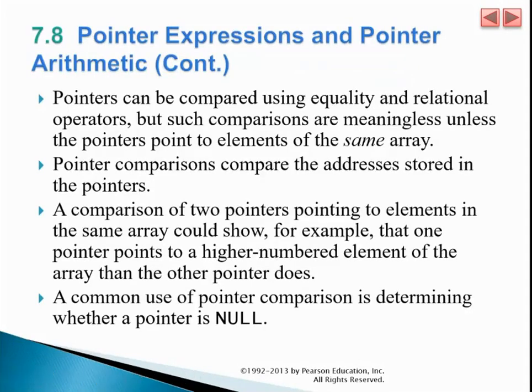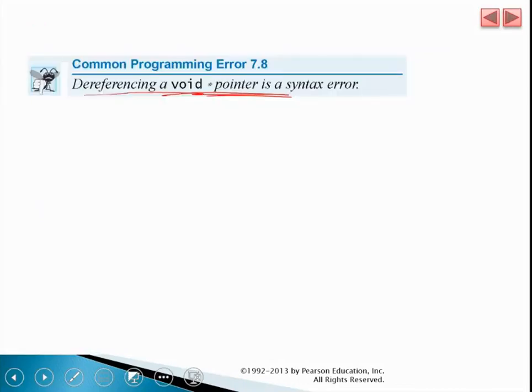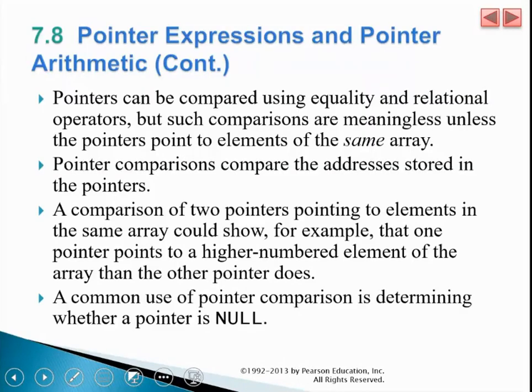So this is about the assignment operator. Now let's talk about the comparison operator. Pointers can be compared using equality and relational operators, but such comparisons are meaningless if we are not talking about one array. Pointer comparison actually compares the addresses stored in the pointers. Generally, nobody will use such comparison operations, but in an array, yes, you can use it. How it can be used? Let's see one example.